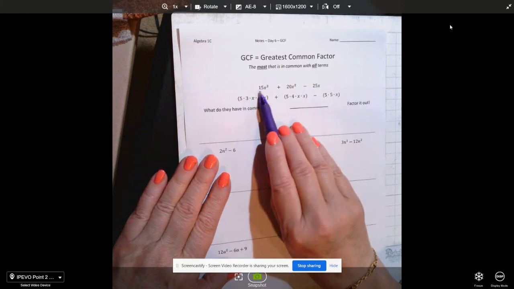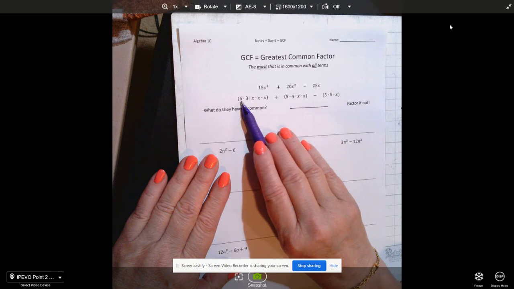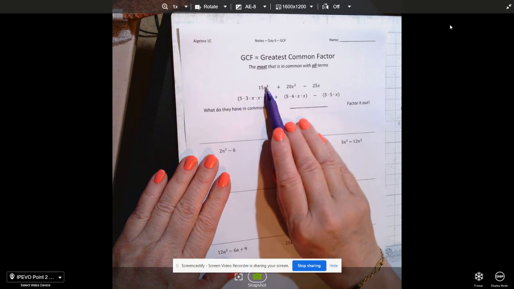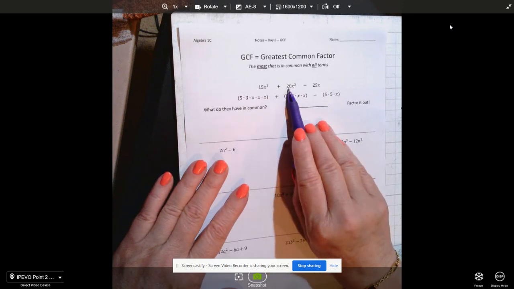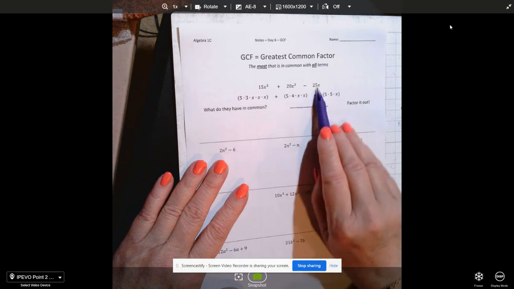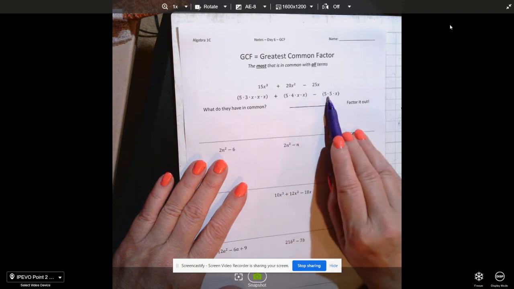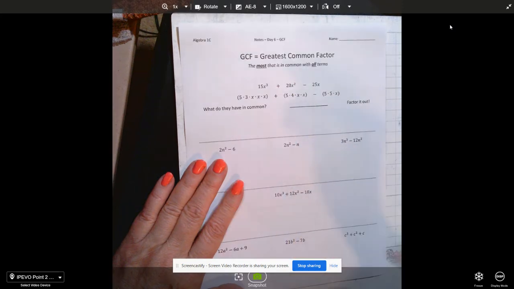So if you look at 15x to the third, I can break that down into two prime numbers, 5 times 3, which is 15, and I have 3 x's. Well, 20 can be broken down to 5 times 4 and 2 x's, and 25 can be broken down to 5 times 5 times 1 x. Well, let's circle everything they have in common.